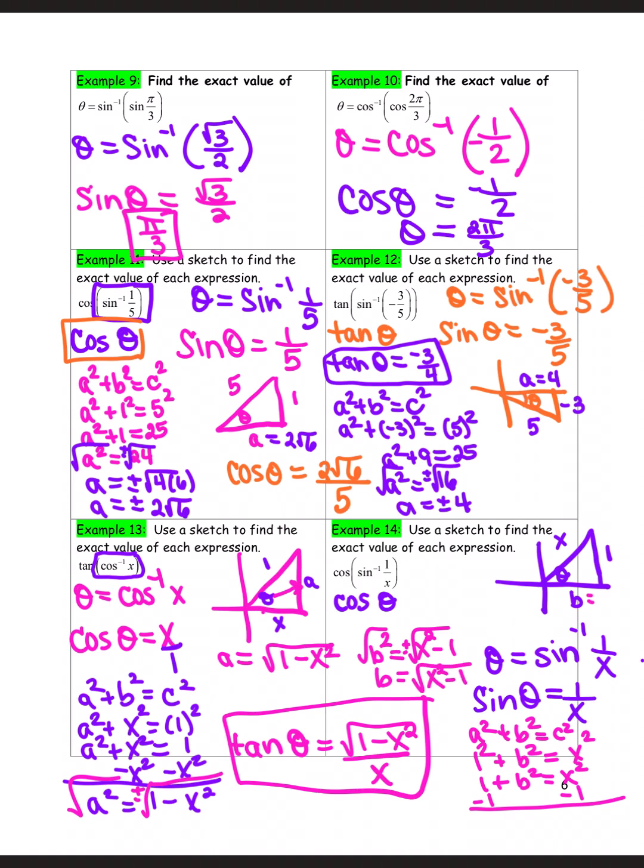Do not take the square root of x squared and tell me it's x. That's not true. So we have b is equal to the square root of x squared minus 1. And we're looking for cosine of theta. Well, cosine of theta now is equal to adjacent, which is the square root of x squared minus 1, over hypotenuse, which is x.